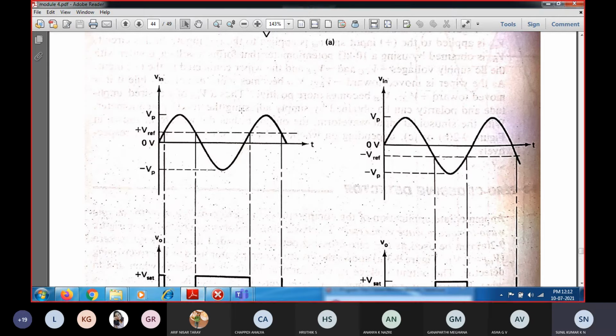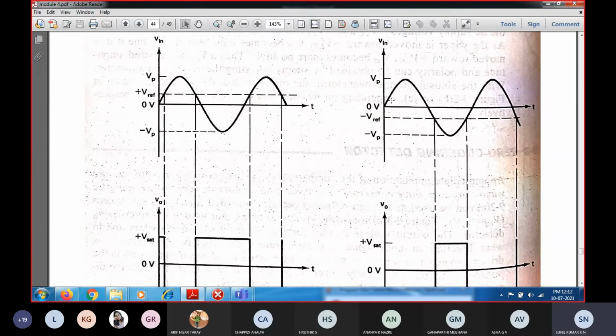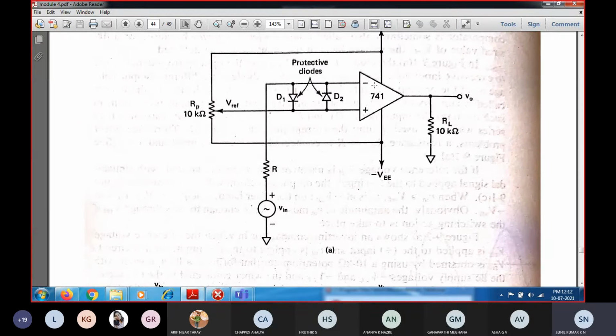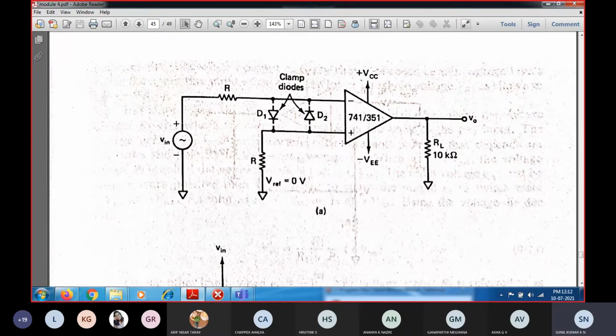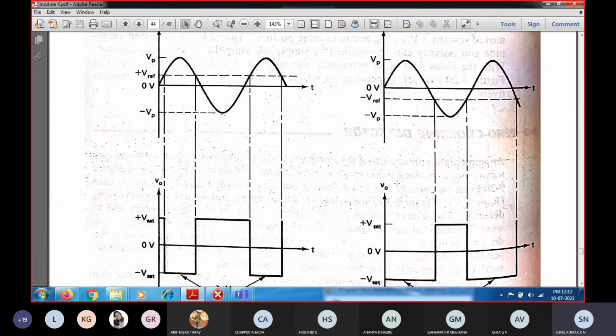We can see this is nothing but an inverting comparator circuit, in which we have a negative V reference voltage source connected to the inverting terminal, and to the other terminal we are going to connect the input voltage source. So if I connect a negative reference voltage source to the non-inverting terminal, the circuit is going to function as an inverting type of comparator circuit.